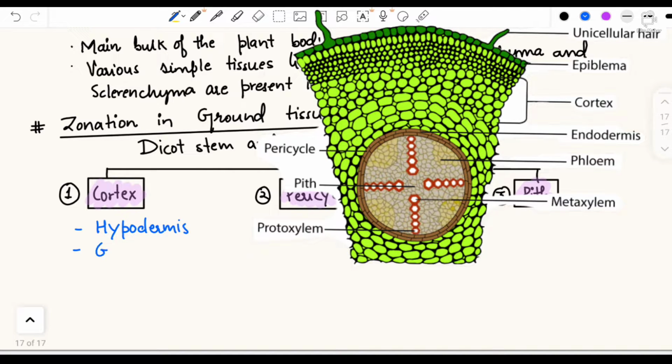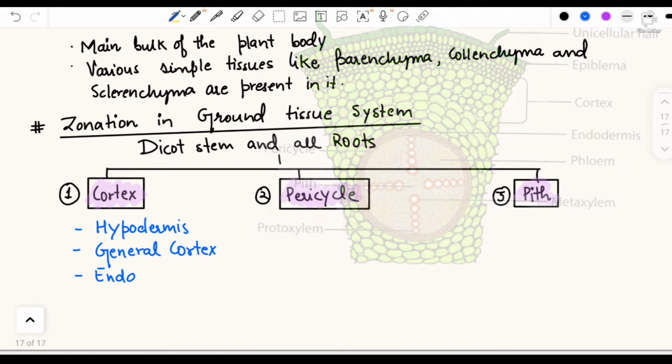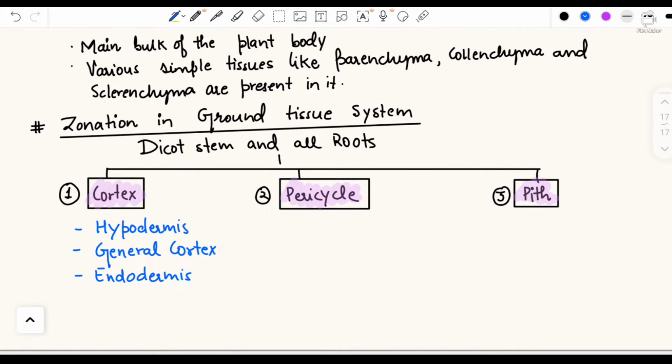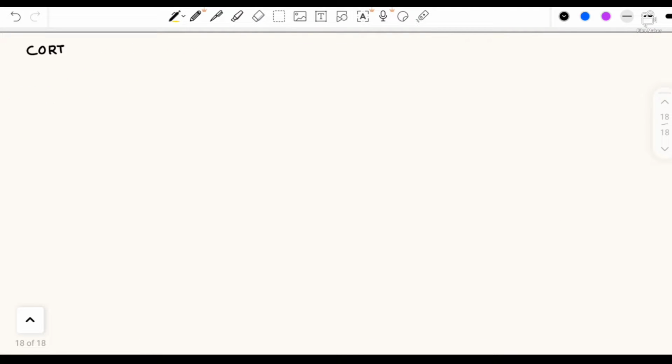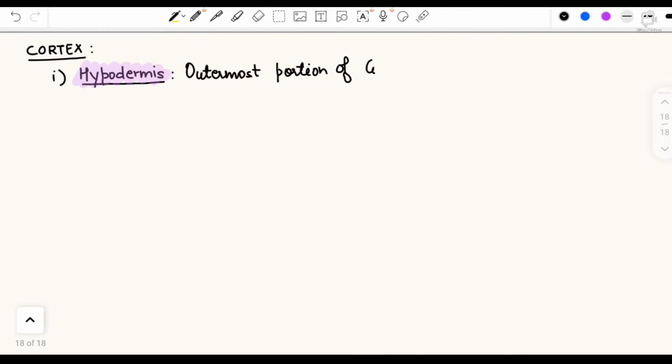Talking about cortex, in cortex there are further three subzones below epidermis, that is hypodermis, general cortex and endodermis. These are the three subzones. Now let's talk in detail about cortex and its regions or subzones. The very first one is hypodermis. It is the outermost portion of cortex in stem. I'm talking about the stem. So it's the outermost portion of cortex in stem below epidermis, and hypodermis is absent in roots.